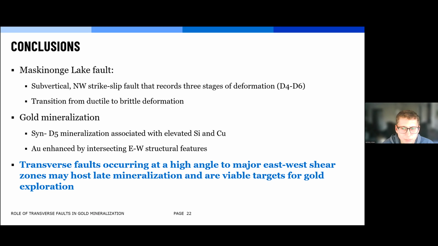Gold mineralization at Pine Breccia occurred sin D5. The absolute timing of this is unknown, but it must have occurred prior to D6 deformation. The gold is associated with elevated silica and copper. Copper in particular makes this deposit unique to the nearby Island Gold deposit, where we don't see huge enrichment in copper. And although gold is controlled by the main vein, it is unevenly distributed along the strike of the Maskinonge Lake fault. It's instead enhanced by intersecting structural features, such as those east-west striking S2 parallel shear zones, which create a sort of focal point for mineralized fluids.